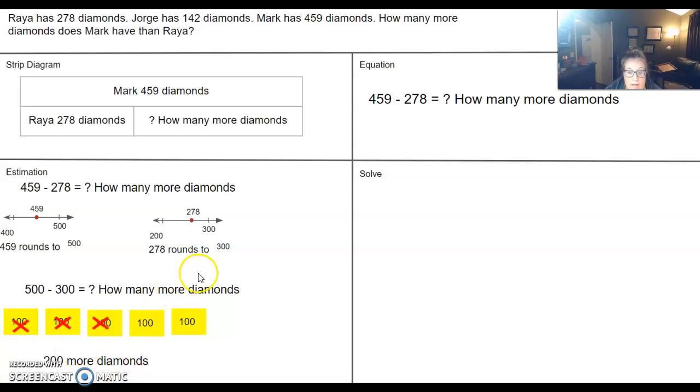Now today we are actually going to solve. So if I solve, I'm going to go ahead and bring down my equation. So I'm doing 459 minus 278 equals question mark, which tells me how many more diamonds Mark has than Raya.